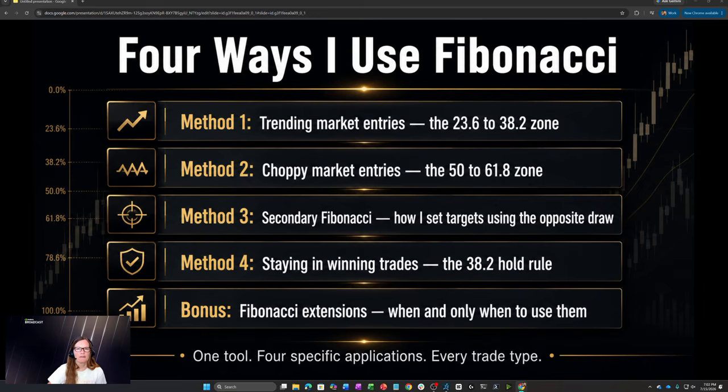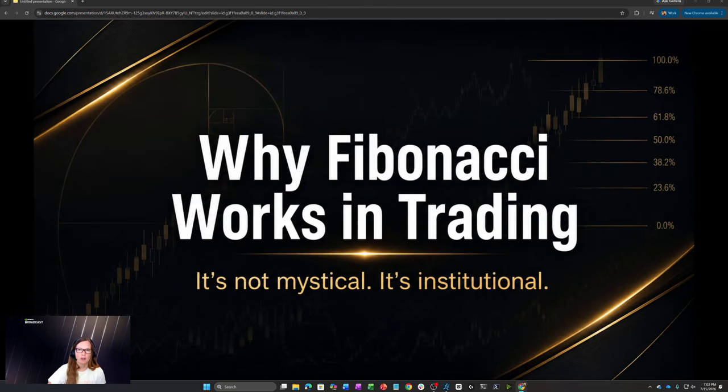By the end of the video, you're going to understand not just what Fibonacci levels are, but why the market respects them, how to read market conditions to decide which zone to use for your entry, how to set targets using a second Fibonacci draw, and how to know when to stay in a trade that's working and when to pull out the extension. So, I'm going to go over all of this over the next 30 minutes, then we will dive in live charts.